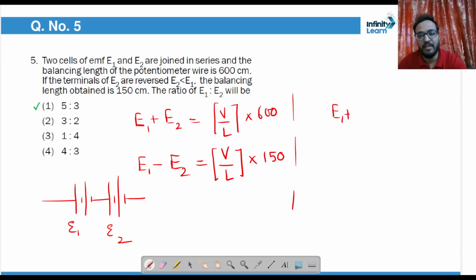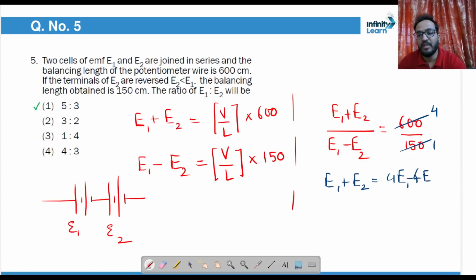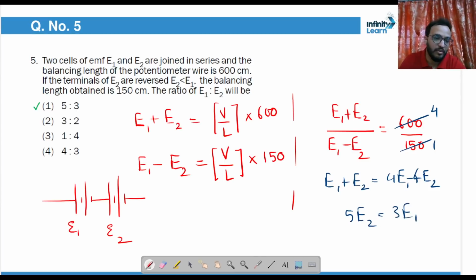So it will be E1 plus E2 upon E1 minus E2 is equal to 600 upon 150. 150 ones are 150, 4 ones are 4. So E1 plus E2 is equal to 4E1 minus 4E2, right? 5E2 is equal to 3E1. So the answer is 5 is to 3. Got it? So this is how you solve it.